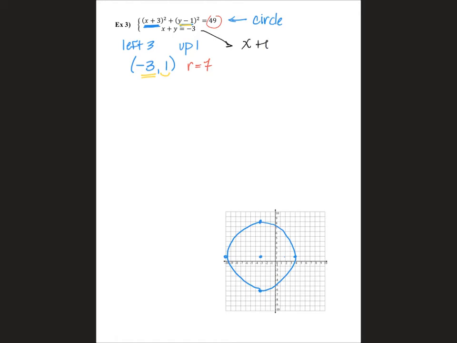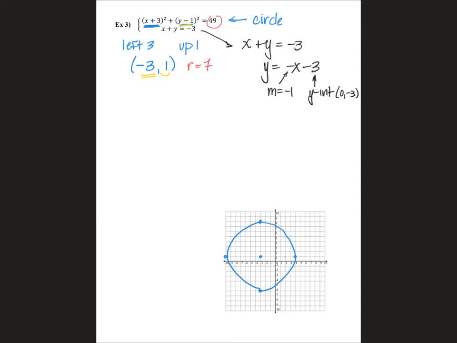And then I have my second function, which is a line. x plus y equals negative 1. All of the exponents are 1. So I have y equals negative x minus 3. Again, my goal is to put that in slope-intercept form. Here's my slope, negative 1, and my y-intercept is negative 3. You can also write it as (0, negative 3).